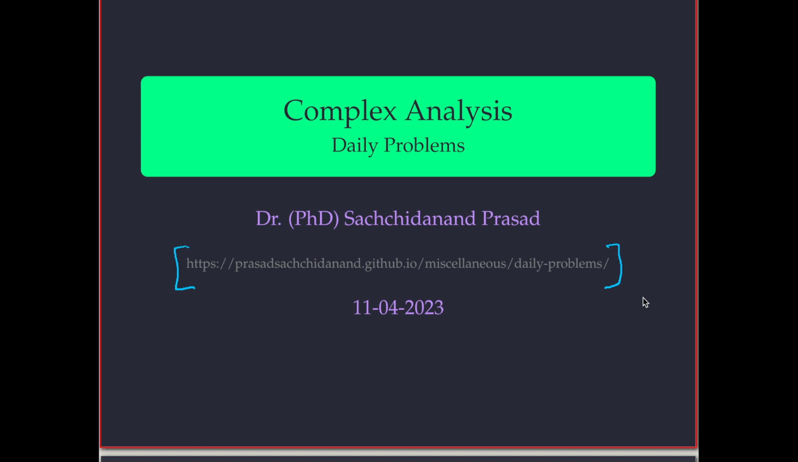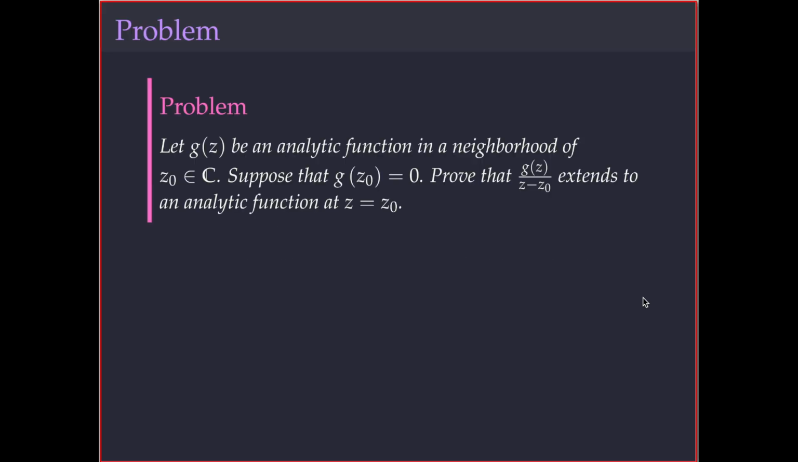So let's head to the problem. Let g(z) be an analytic function in a neighborhood of z0, and suppose that g(z0) equals 0. Then we need to prove that g(z)/(z minus z0) extends to an analytic function at z equals z0. So let us first try to understand the problem.